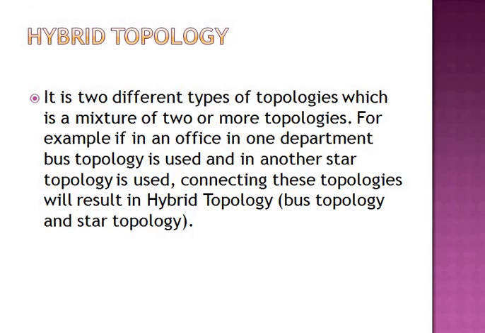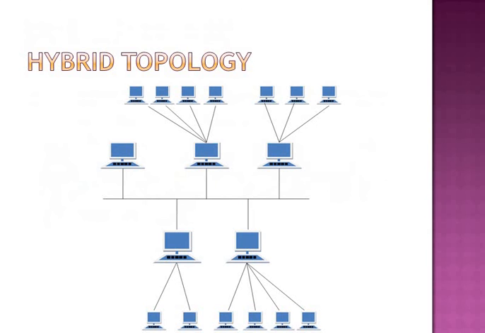Then hybrid topology. It is a mixture of two or more different types of topologies. For example, if in an office one department uses bus topology and another uses star topology, connecting these topologies will result in a hybrid topology of bus and star.